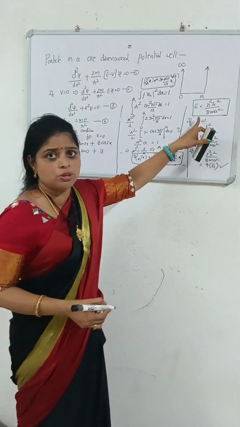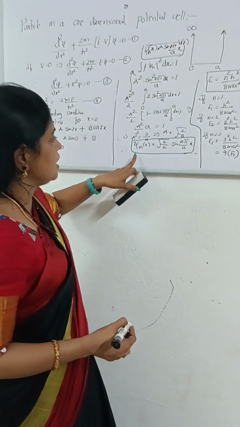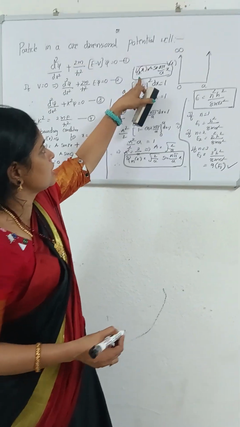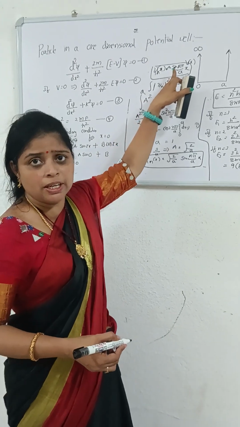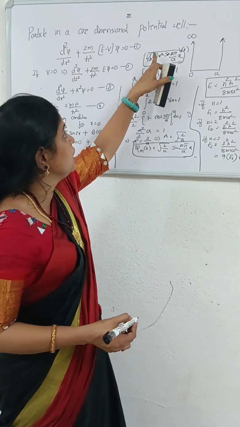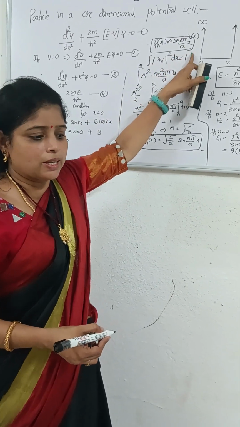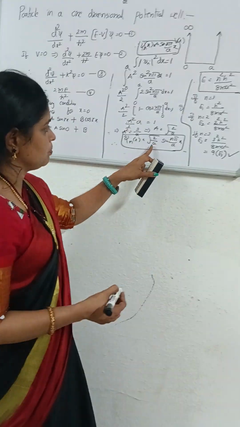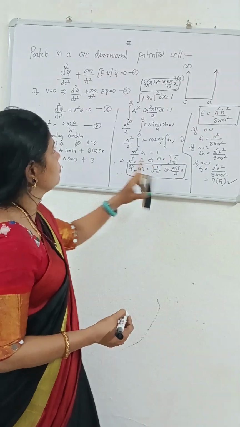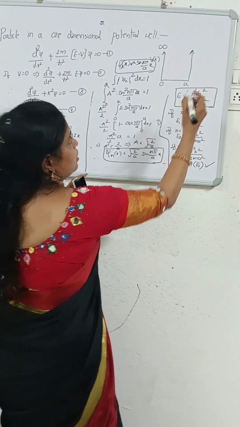What is the energy of the particle? n square h square by 8 m a square. What is the eigenfunction? Psi of x equals root 2 by a sin n pi by a into x. So what is the graph?